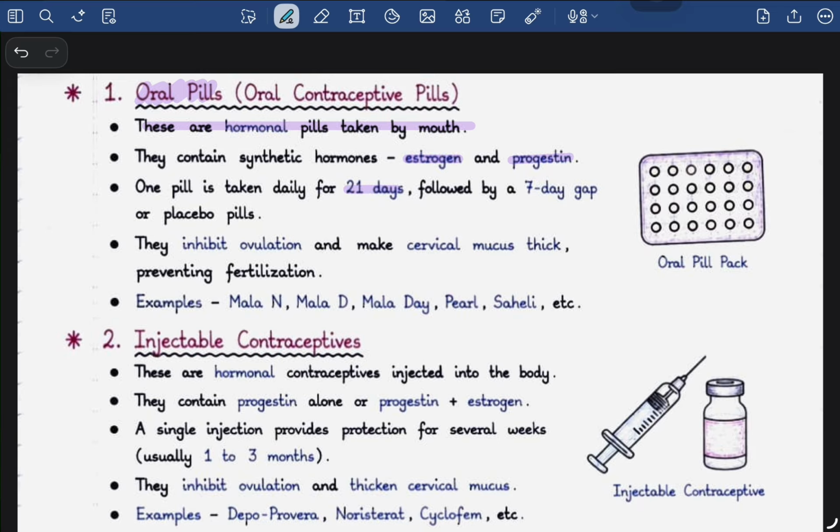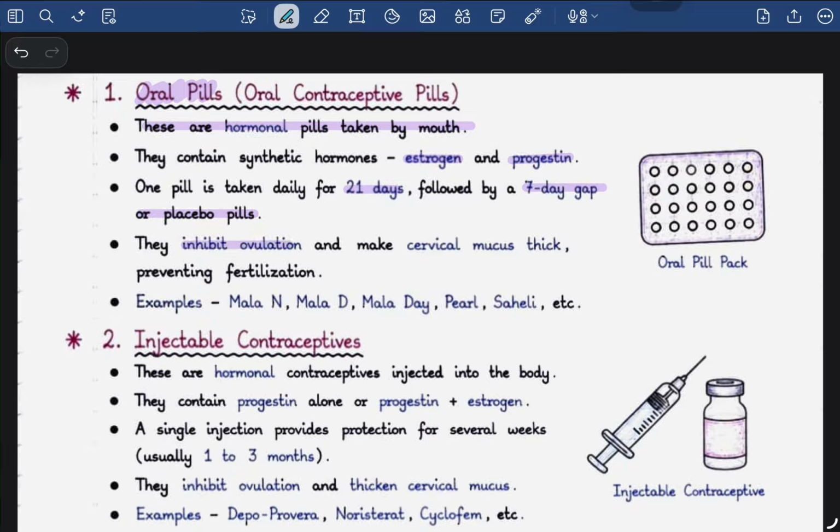There are some medicines that are prescribed by the doctor specifically to persons who are suffering from a disorder like PCOD or PCOS. In that case, they are given this pill, which is to be taken for 21 days regularly, followed by a 7-day gap or placebo pills, in order to make sure that there is a way of contraception in case of those persons.